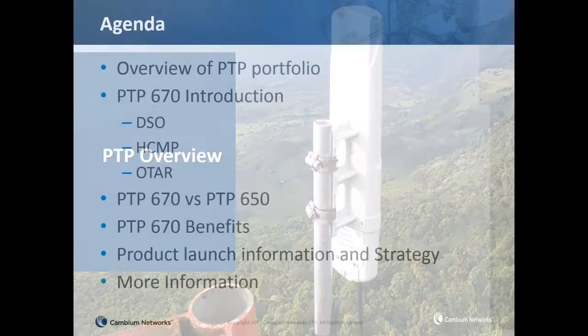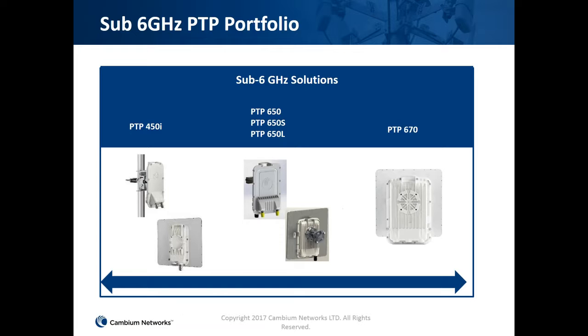All right. So the first one we're going to do is a quick overview of the PTP portfolio. So this is our current PTP portfolio. We have the PTP 450i, which is on the left. And then we have our current PTP 650, which has been around for a really long time. The PTP 650 comes in three flavors: the PTP 650, the PTP 650S, and the PTP 650L.